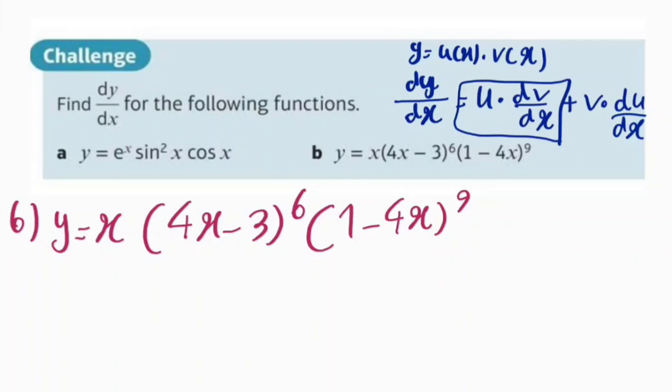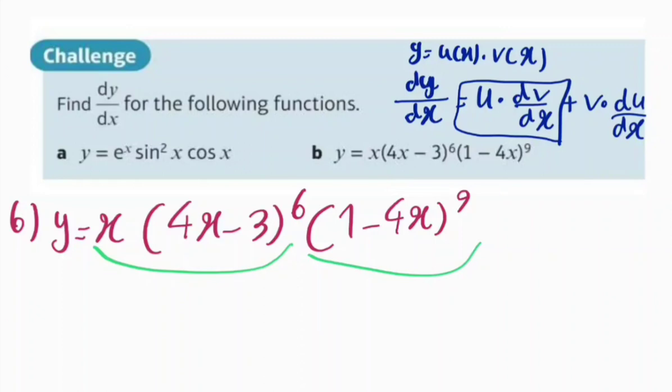So the whole process is very similar to the previous question. We have 3 functions, and we need to treat 2 of them as a single function, and then we can apply the second product rule for those 2 functions that we treated as a single function. So in this case, we can treat this one as a single function and this as another function.